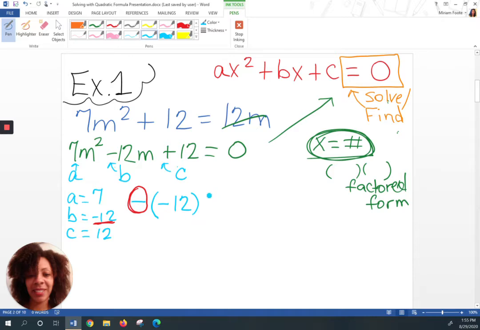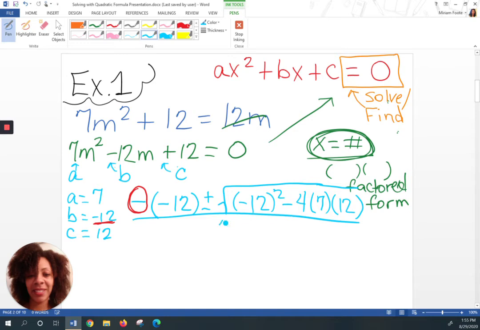I also want to make sure that you make it a good practice to put all of the numbers that you're substituting in. For the first time when you're entering it in the quadratic formula, you definitely want to use parentheses. So 4 times a, which is 7, times c, which is 12. All of that in parentheses, and then all over 2 times a.